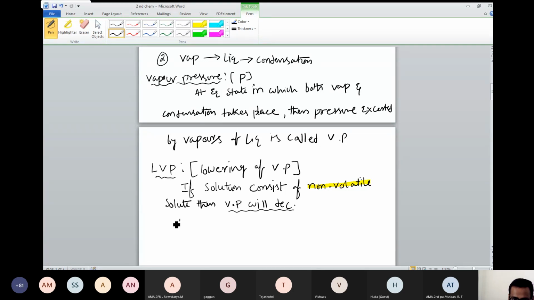I have written very clearly non-volatile. What is the meaning of non-volatile? The particular solute which cannot be vaporized is called a non-volatile substance. A non-volatile solute consists of macro particles or microparticles.